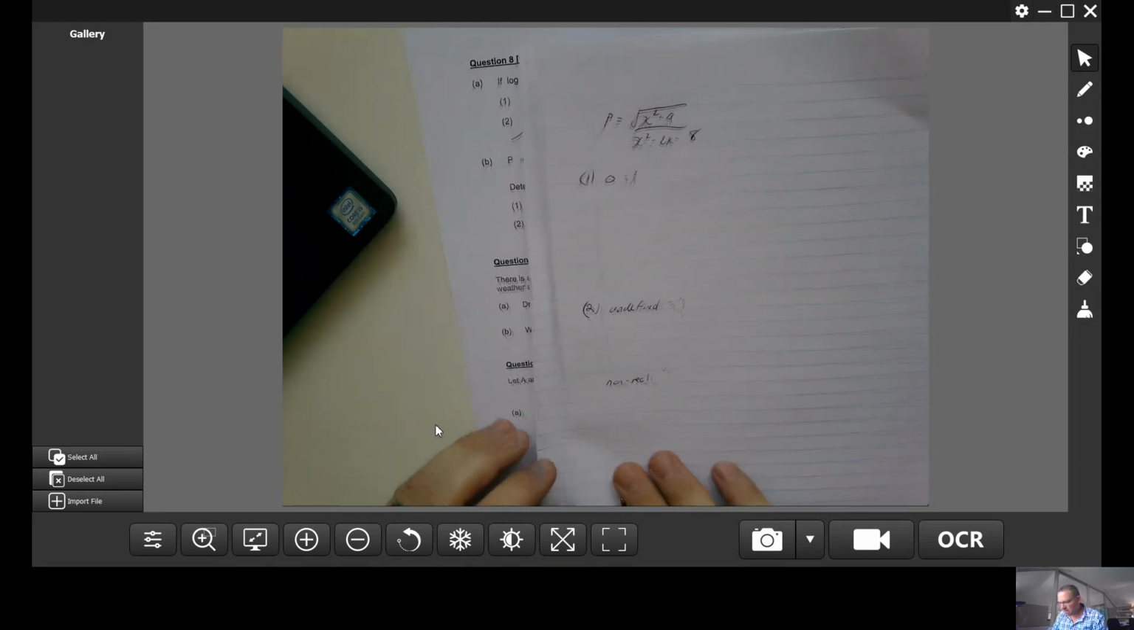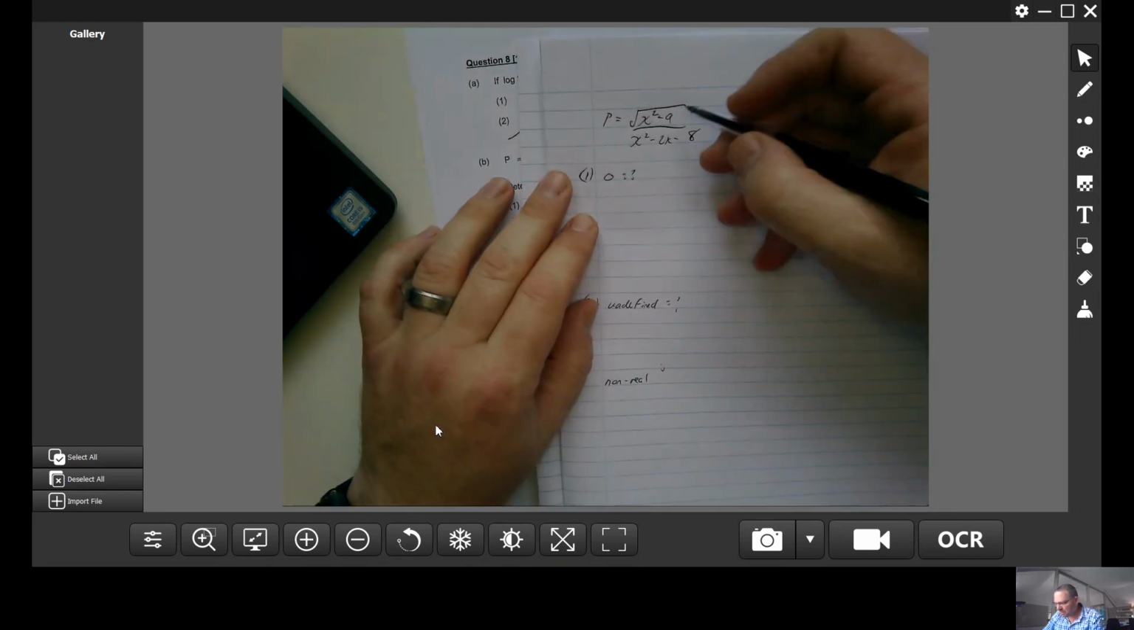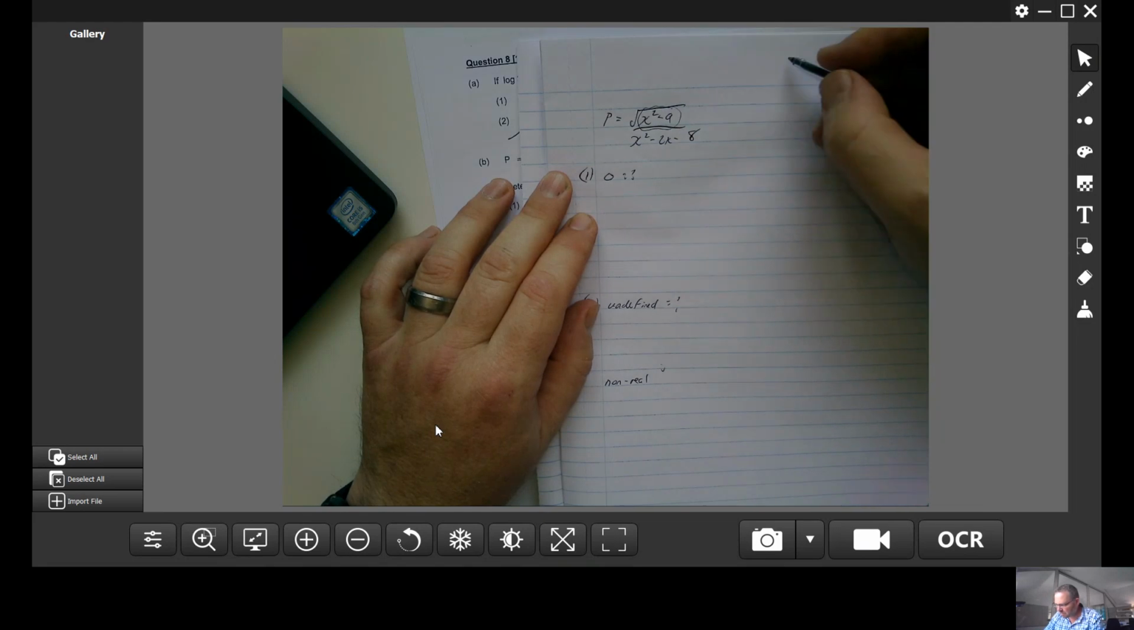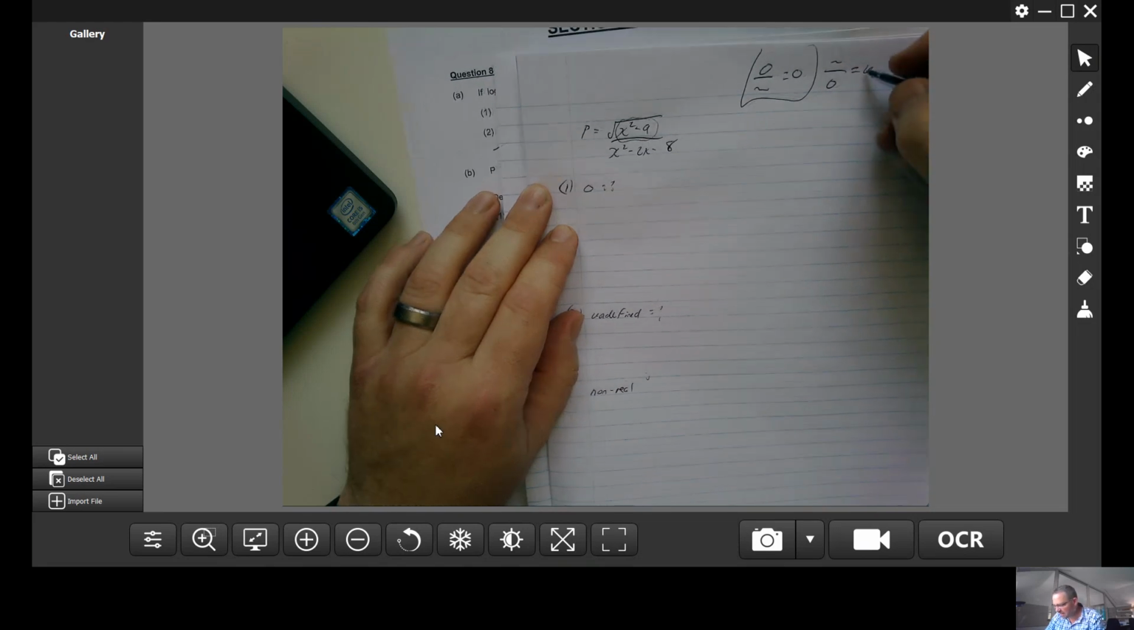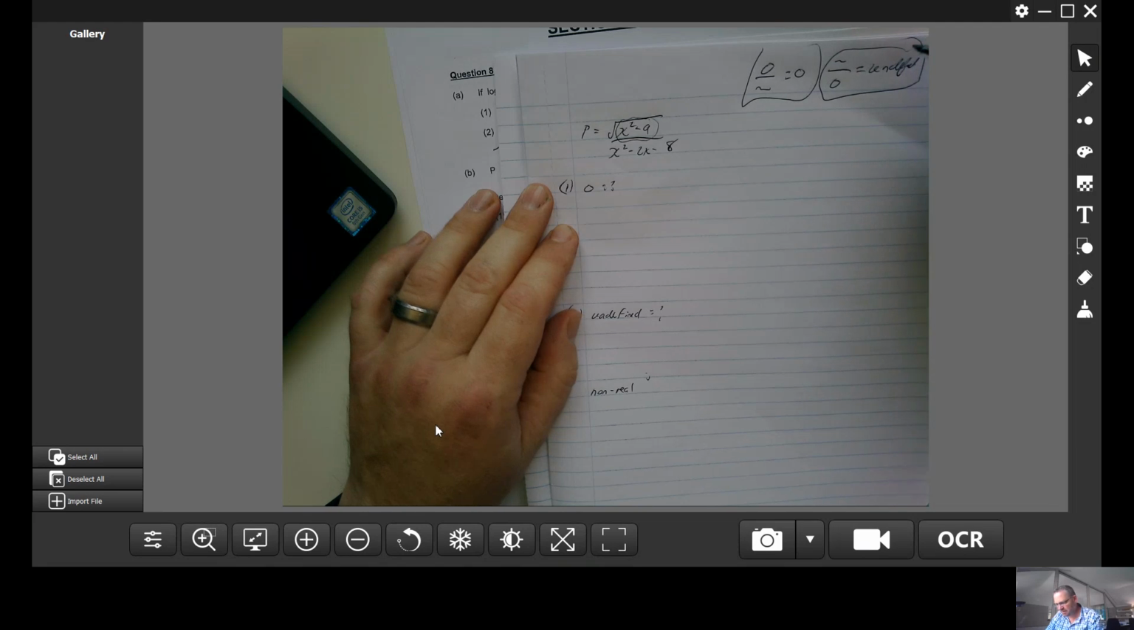So, first of all, where is it equal to 0? Well, something will be 0 if the numerator is 0. Remember, 0 divided by something is 0, whereas if you divide by 0, you fall in the hole, and it is undefined. Those are your key concepts being tested here.